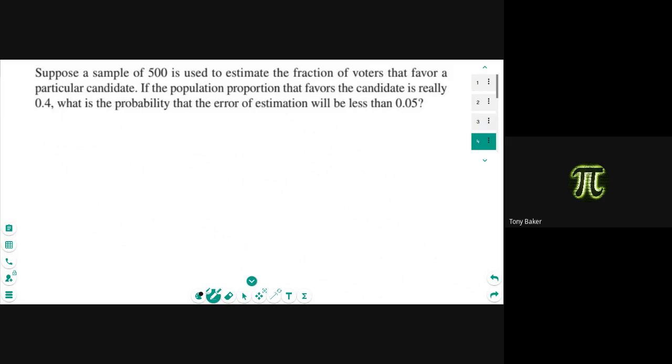Okay, so we're making the assumption that the actual population proportion is 0.4. We want to know what's the probability that the error of the estimate will be less than 5%. If you ever look at polling or any kind of survey, you'll always see them say plus or minus a certain percentage on the bottom. That plus or minus is where this came from.